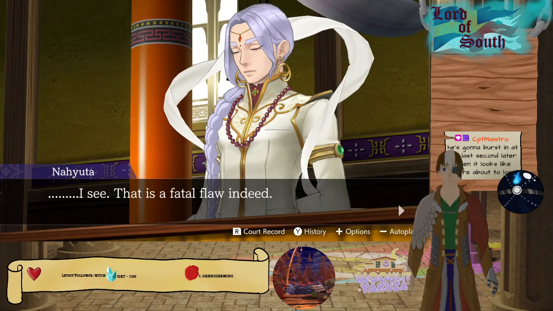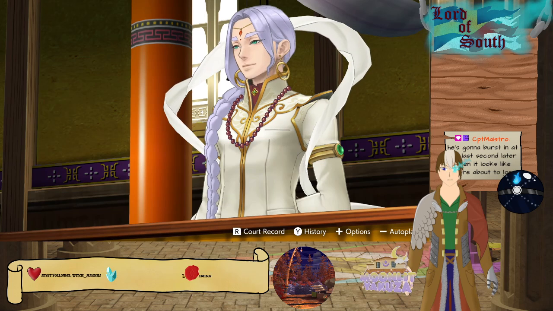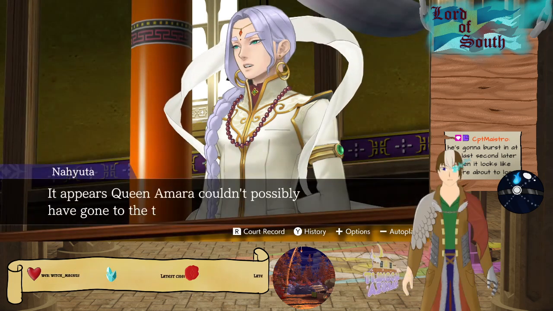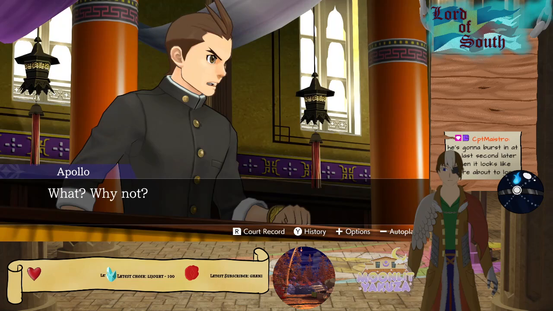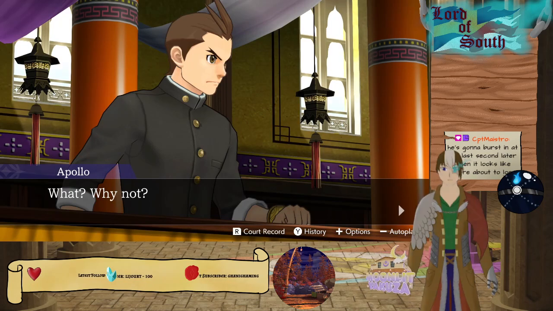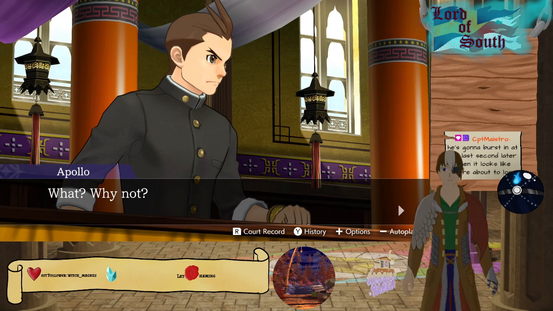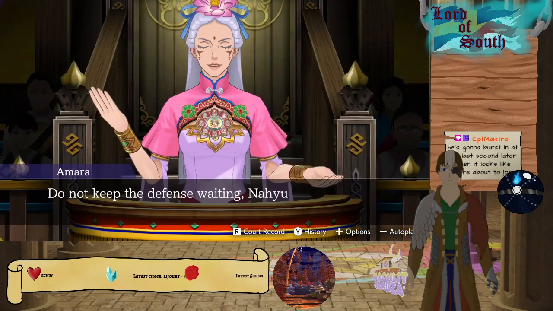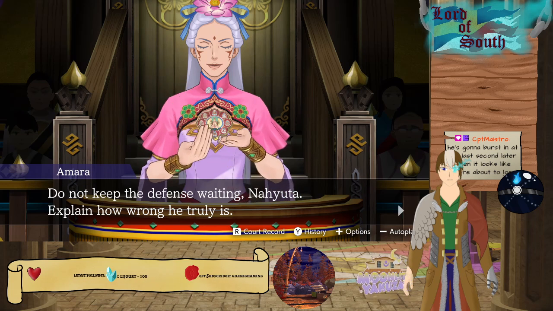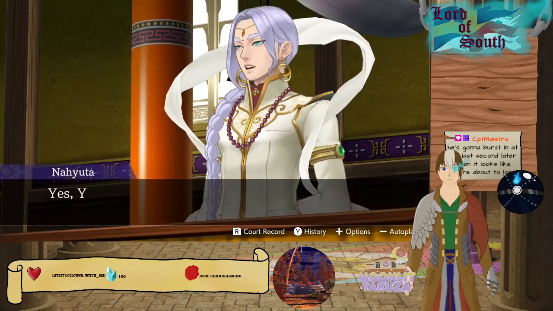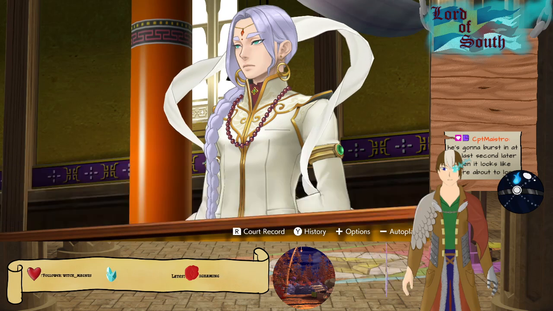I see. That is a fatal flaw indeed. It appears Queen Amara can possibly have gone to the tomb as Minister Inga. What? Why not? Because basically he went there just before they were going to meet up, and then was gone. Do not keep the defense waiting, Neither. Explain how wrong he truly is. Yes, your mercifulness.